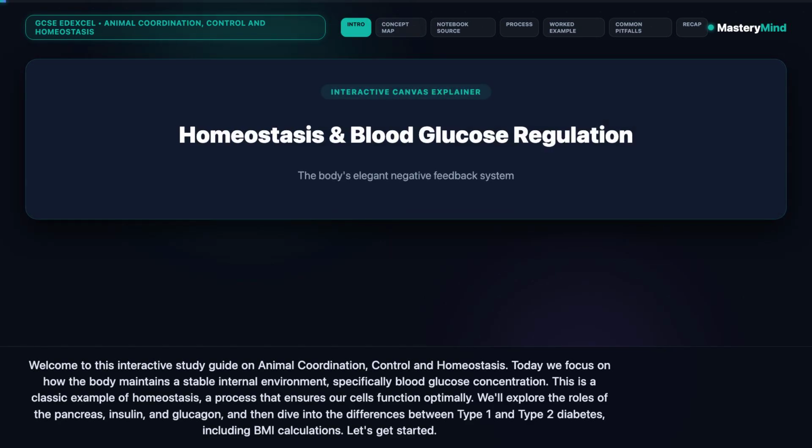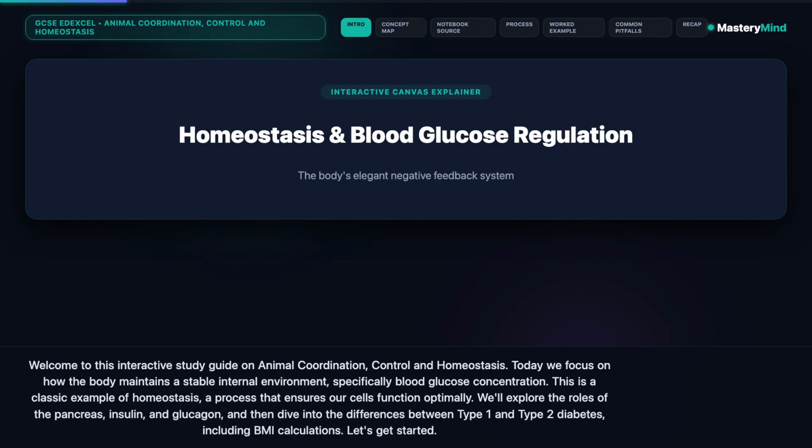Welcome to this interactive study guide on animal coordination, control, and homeostasis. Today we focus on how the body maintains a stable internal environment, specifically blood glucose concentration. This is a classic example of homeostasis, a process that ensures our cells function optimally. We'll explore the roles of the pancreas, insulin, and glucagon, and then dive into the differences between type 1 and type 2 diabetes, including BMI calculations.